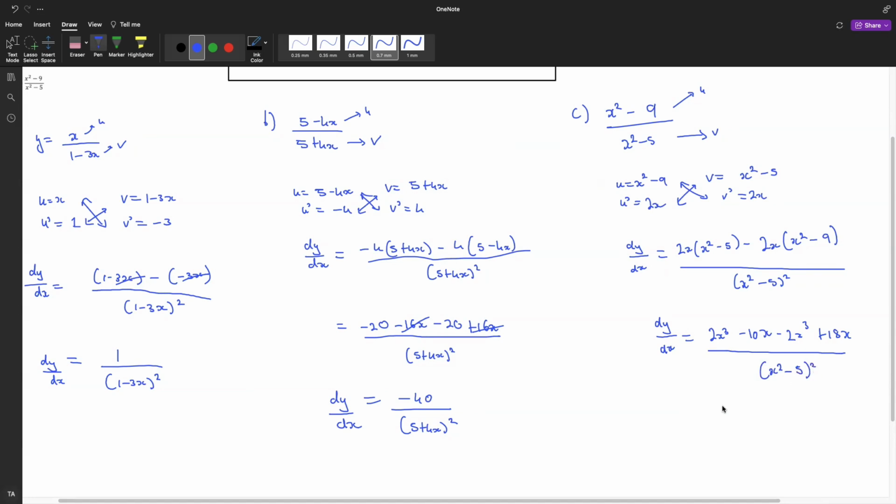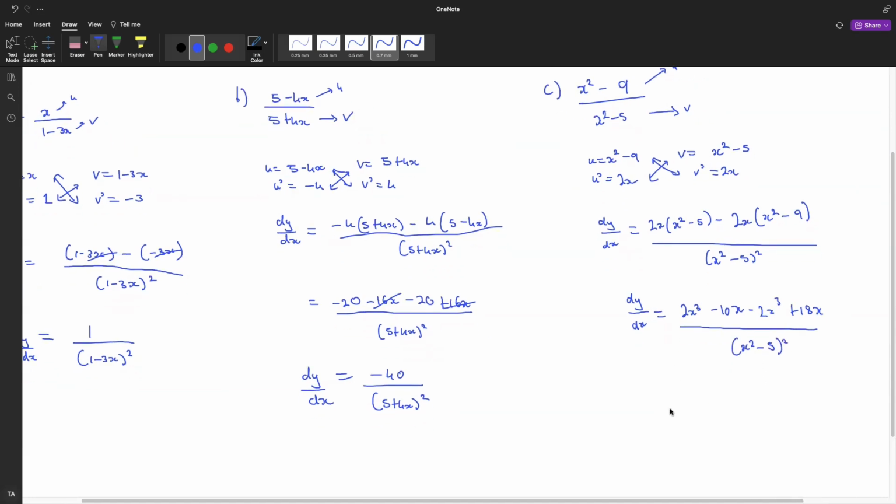The denominator really doesn't change. The numerator is usually the one that needs simplifying. Now again, 2x cubed minus 2x cubed is canceling out. The reason most of them are canceling out is because our derivatives are really simple. That's not always going to be the case. Negative 10x plus 18x becomes 8x. Your answer becomes 8x over x squared minus 5 squared.